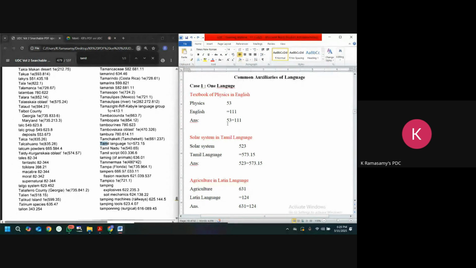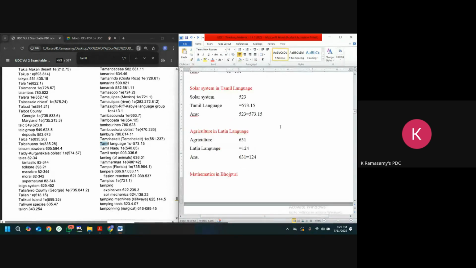How to write the number? 53 is equal to 111. That's the answer. So 53 is physics. The equal to sign tells that a language number follows. What does this 111 stand for? It stands for English. That is physics books in English. Fine.